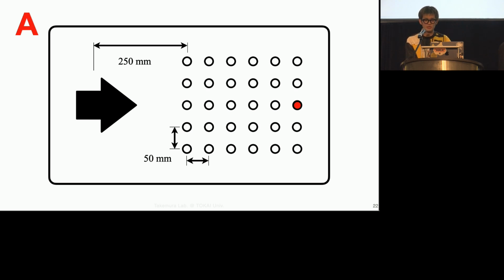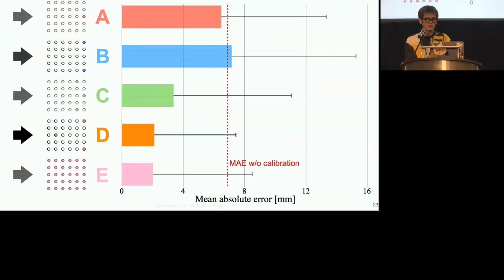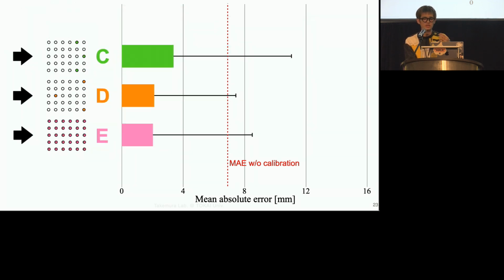Pattern A, 1-point calibration. Pattern B, 2-point calibration. C, a 3-point. D, a 3 wide point. E, full-point calibration. As you can see in this slide, the best performance was pattern D, achieving a mean absolute error of 2.1 millimeters. This accuracy fits the touching area of fingers, so it is sufficient for large touch interfaces. Accuracy improves significantly when using calibration patterns with 3 or more points.